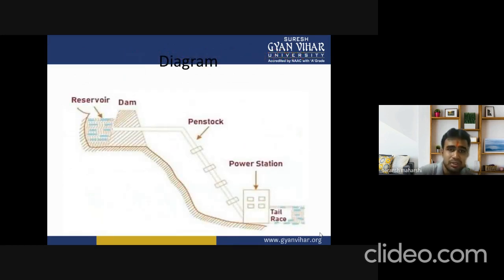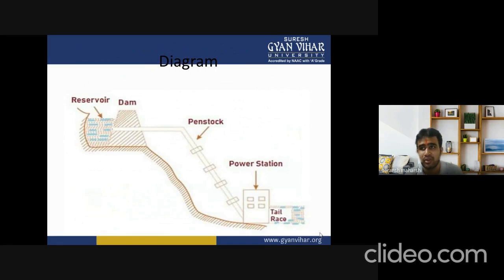And this is the diagram of this concept. Here we will discuss the reservoir, dam, penstock, power station, and the tailrace, which is connected to the power station and is used to store the energy after this process, and then this energy again passes through the reservoir of the dam. The dam is connected to the penstock, the penstock is connected to the power station, and the power station is connected to the tailrace.